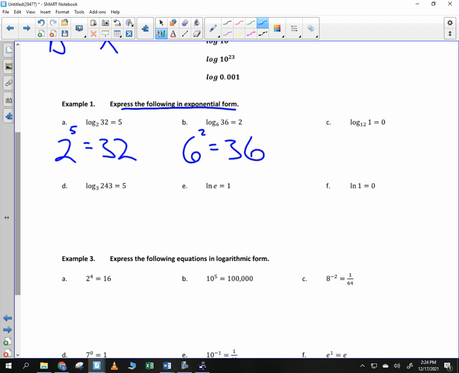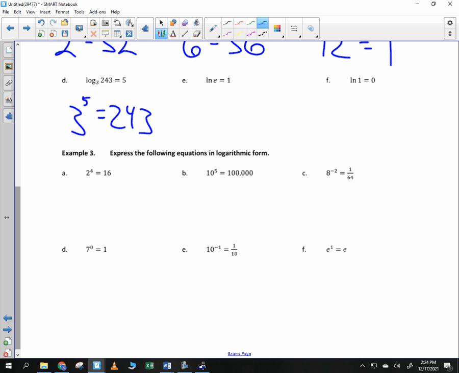So, true or false? This is new for most people. True. However, is it really that challenging to rewrite it? No, this is something we can do. 12 to what power is equal to 1? And here, 3 raised to the 5th is equal to 243. We'll get the next ones in a second.